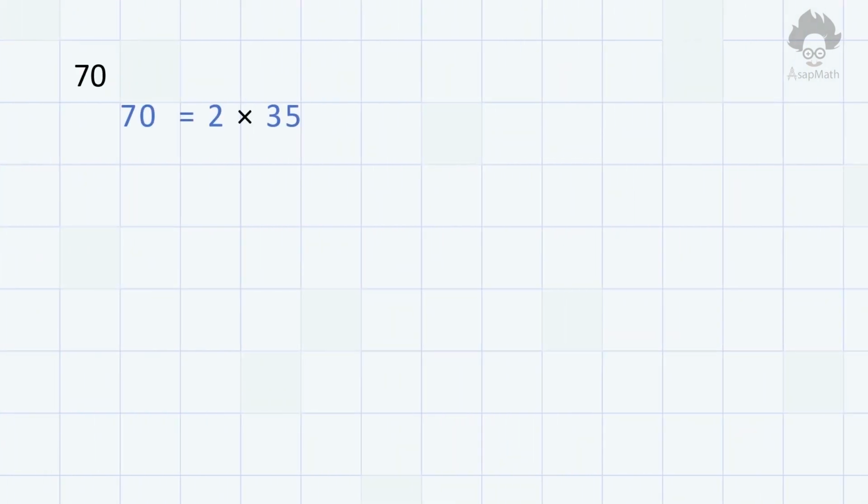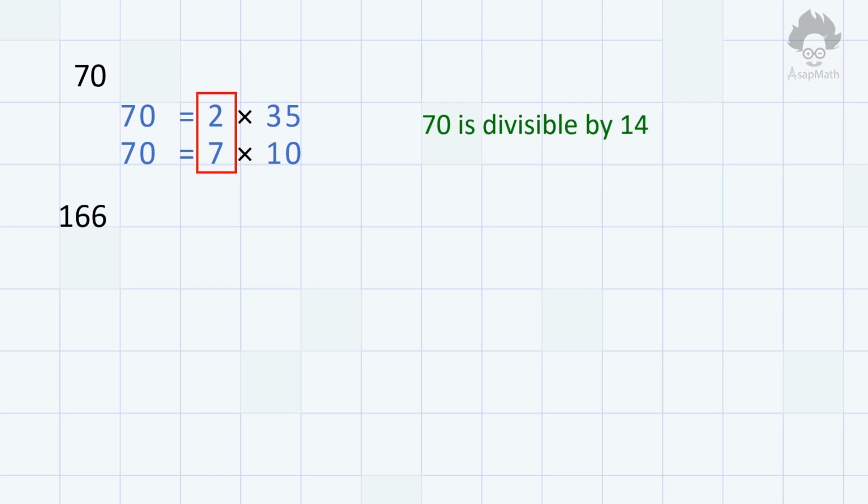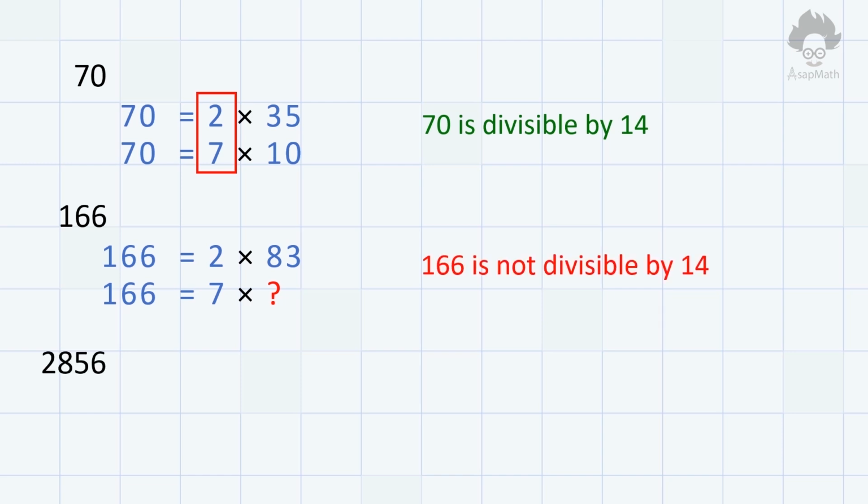70 is divisible by 2 and it is divisible by 7 also. So 70 is divisible by 14. This is divisible by 2, but this is not divisible by 7. So 166 is not divisible by 14.